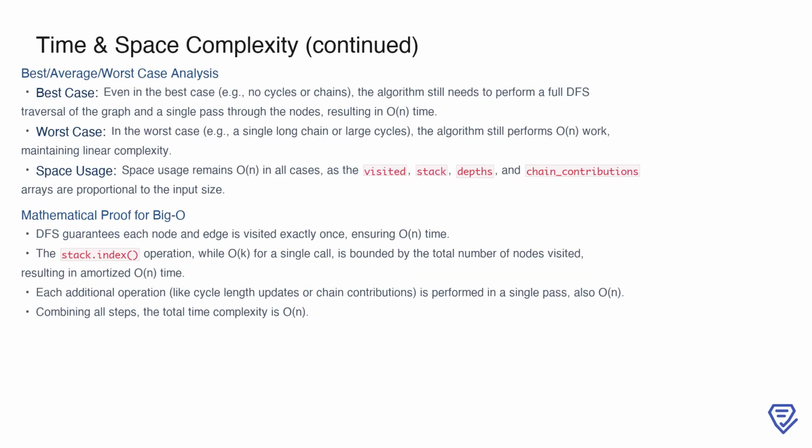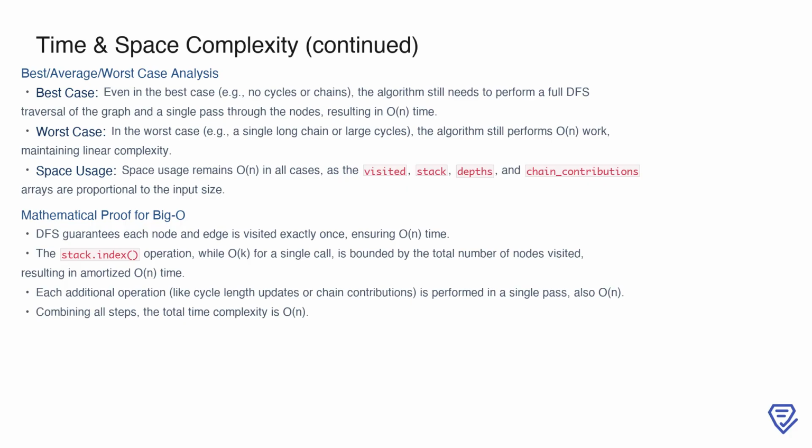Now let's evaluate the algorithm under different scenarios for time and space complexity. In the best case, where the graph contains no cycles or chains, the algorithm still performs a complete DFS traversal of the graph in a single pass through all nodes, resulting in O(n) time complexity. In the worst case, such as when the graph is a single long chain or contains large cycles, the algorithm processes nodes and edges in linear time, maintaining the same O(n) time complexity. For space usage, regardless of the graph structure, the visited, stack, depths, and chain_contributions arrays all scale proportionally with the input size, keeping the space complexity at O(n).